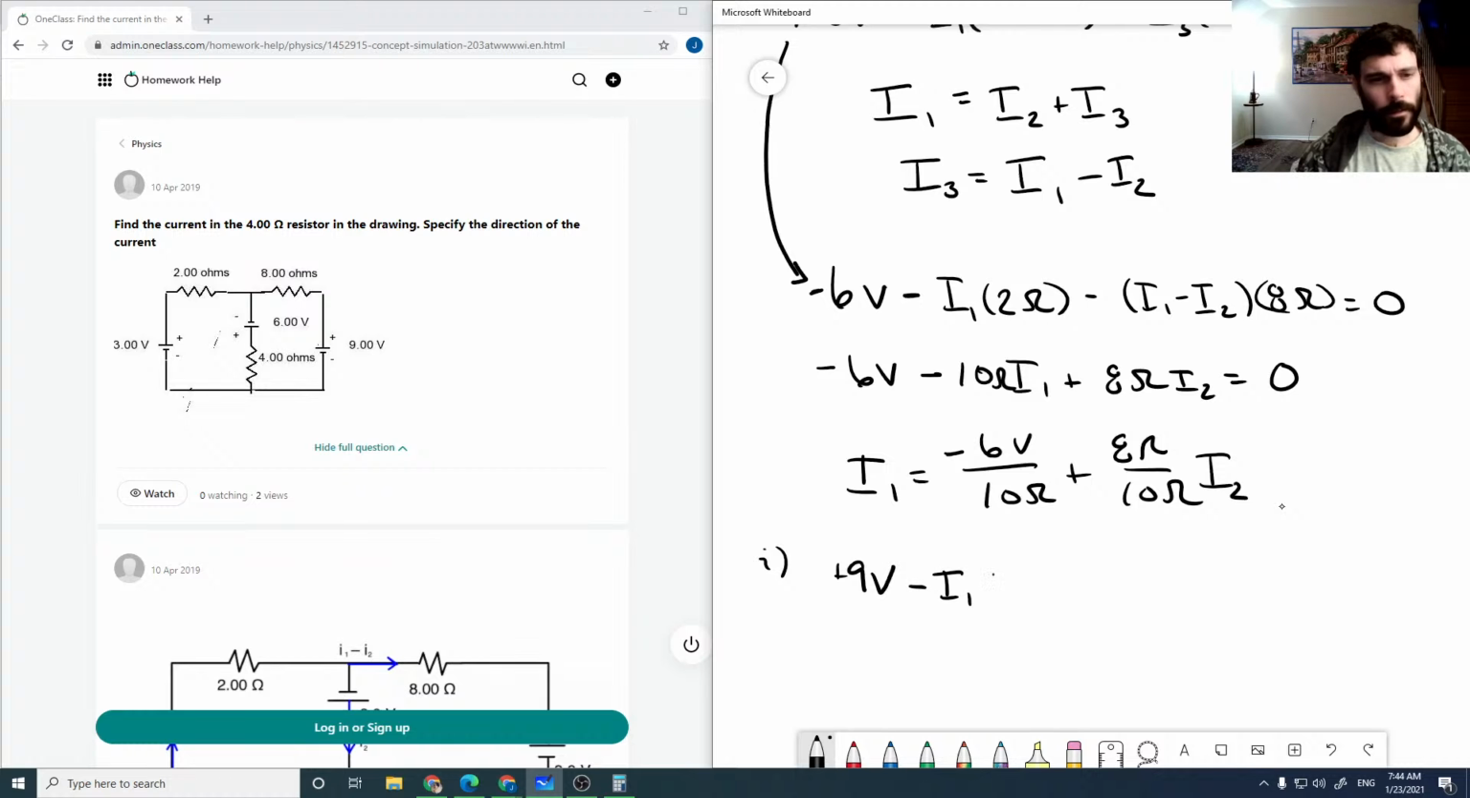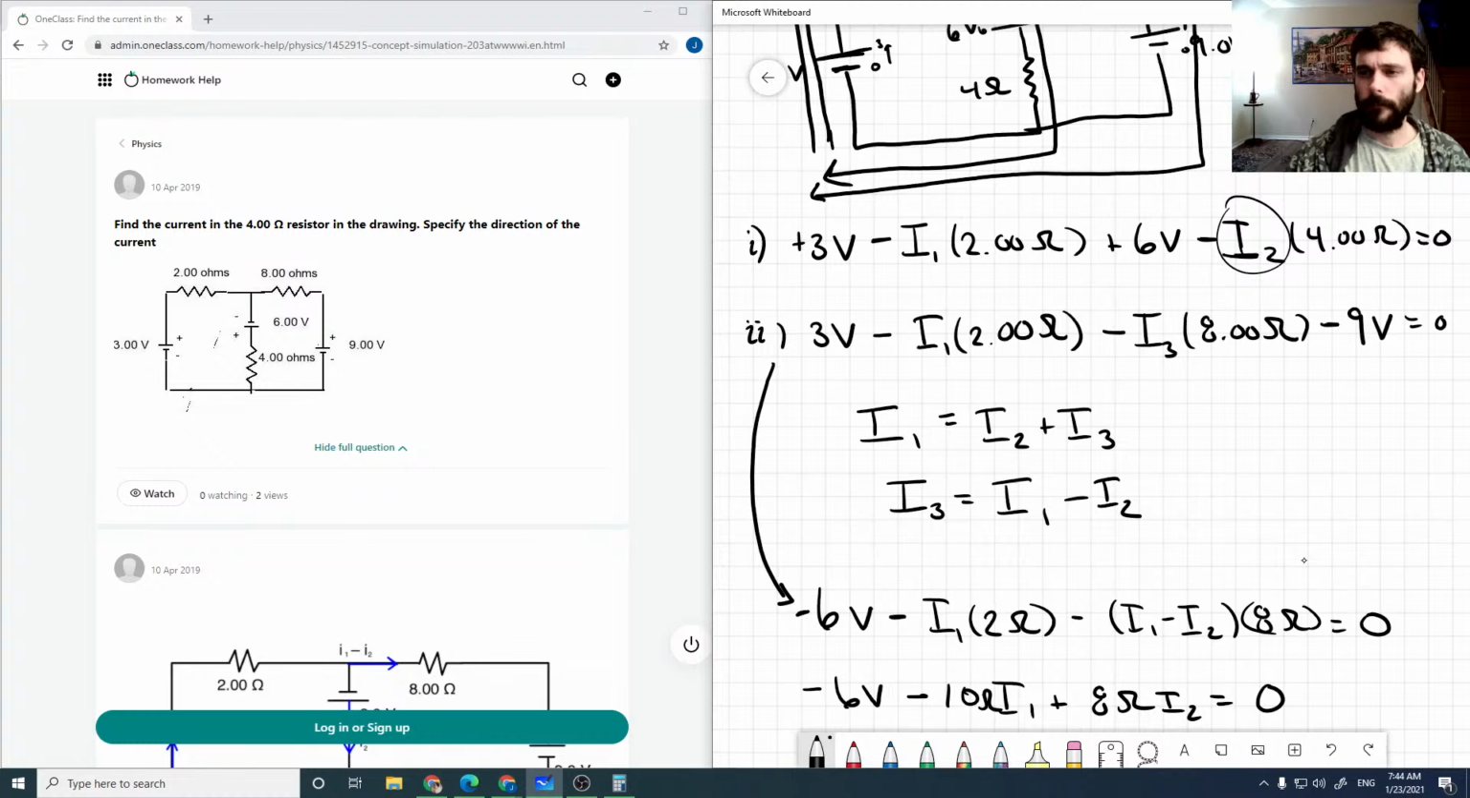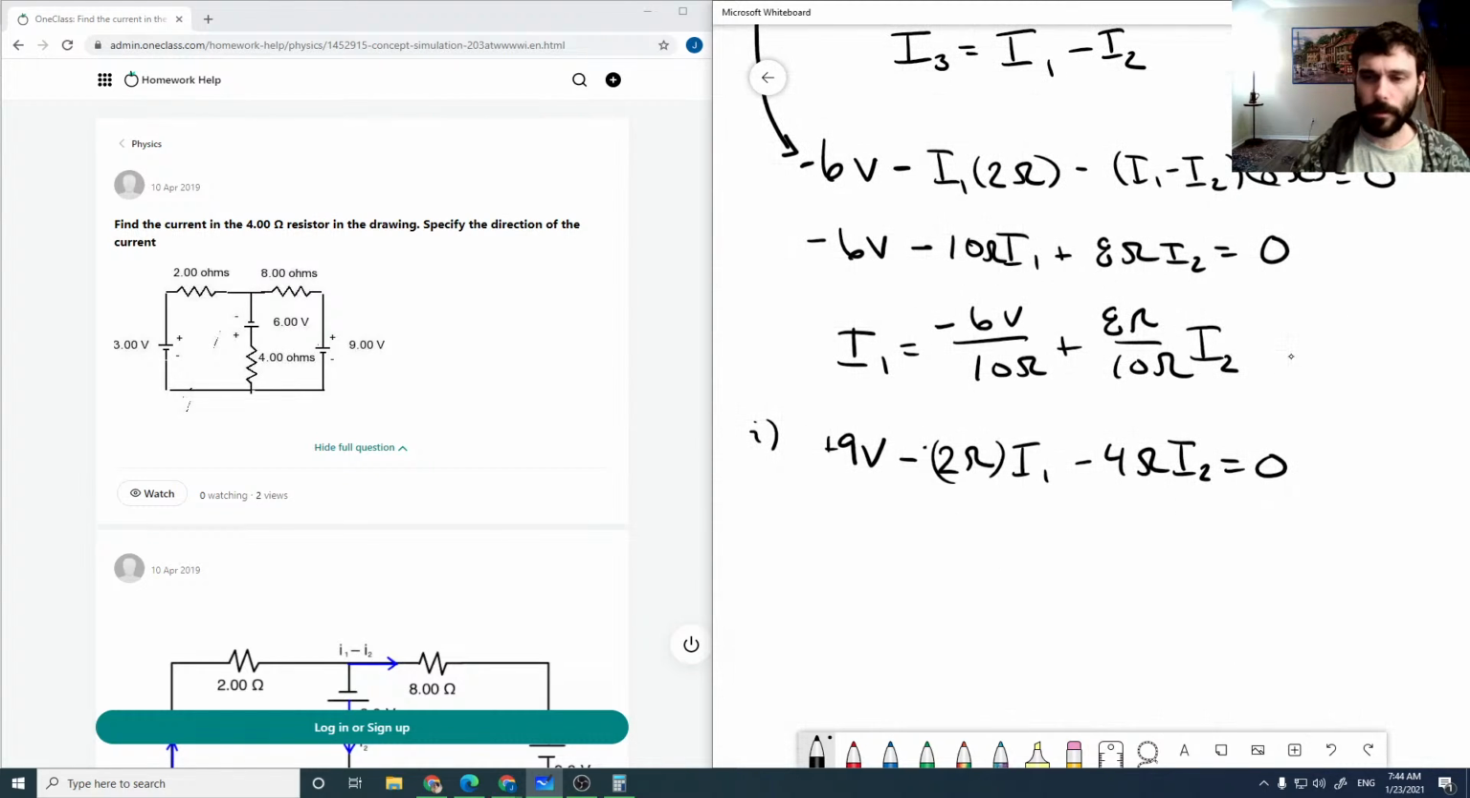Minus I1 times 2 ohms. I'm just going to draw it not quite so... 2 ohms times I1 minus 8 ohms. Minus 4 ohms times I2 equals 0. Getting myself all mixed up here. Yeah, okay. So that was our first equation, and so we can plug in our I1 into there.